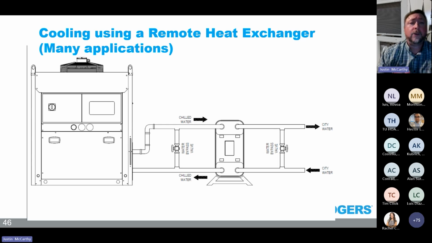Very common, cooling using a remote heat exchanger, many applications. So basically we have a package chiller here that's pumping chilled water to a heat exchanger in a constant loop. And then we have, in this case, we were doing city water. So city water was too hot for a food application.